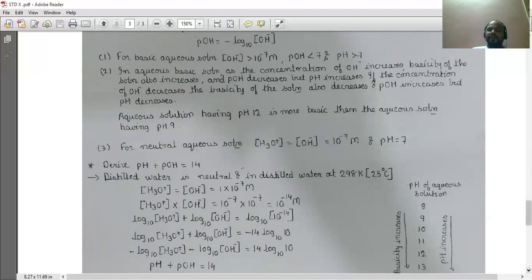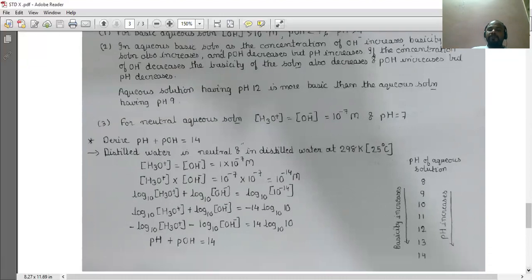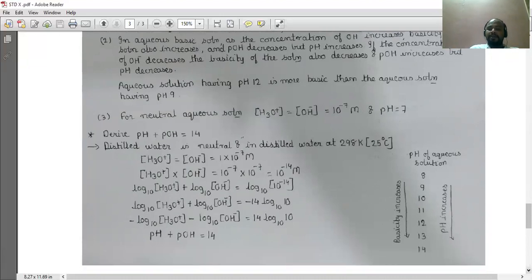As we had seen earlier for acidic solution, the pH of aqueous solution for basic content: as you can see, the basic values start from 8. So as you move from 8 to 14, the pH increases. That is, the basicity of the solution also increases. When the pH value of the aqueous solution increases, then the basicity of the solution also increases.